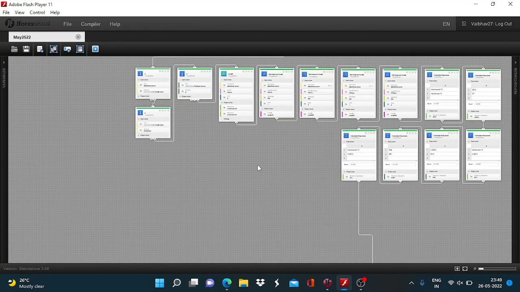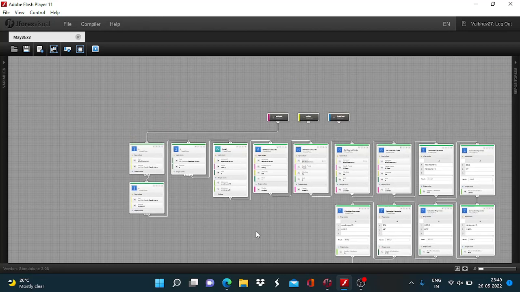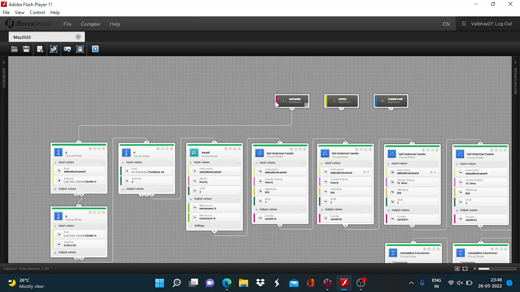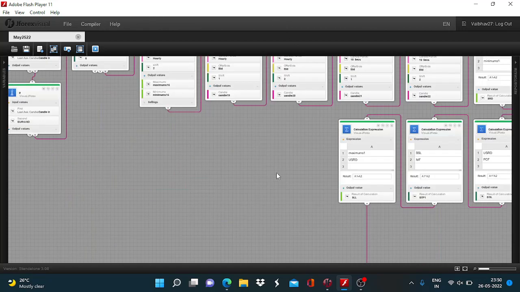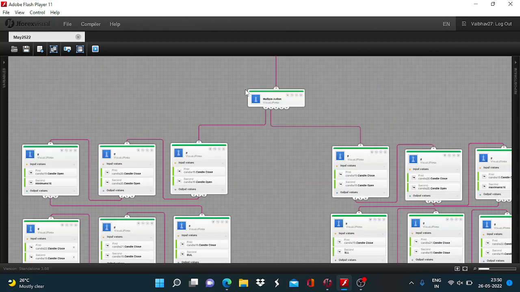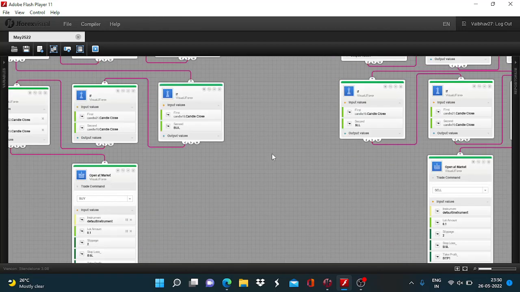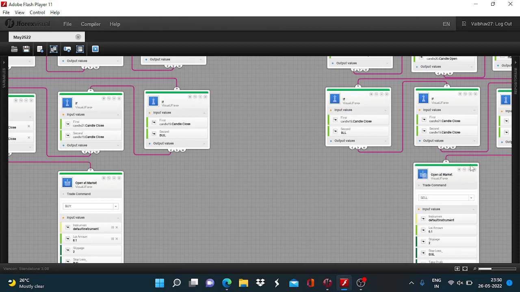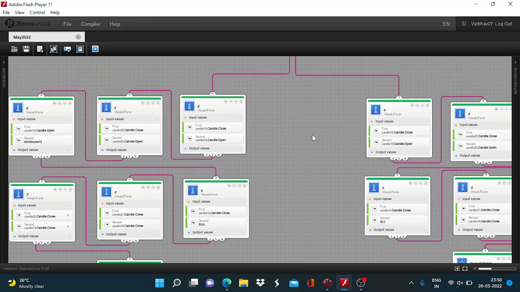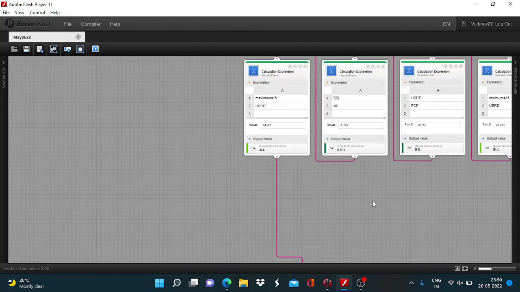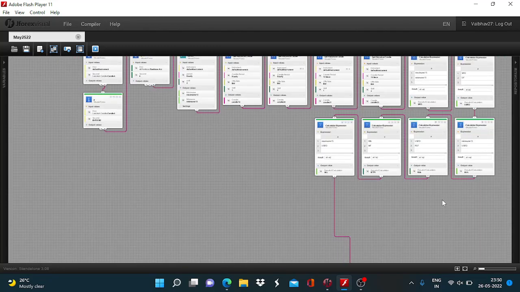And to check whether the trade iteration flow is going till the very end, I will color code it. And as you can notice, the trade iteration flow is uninterrupted till the very end.